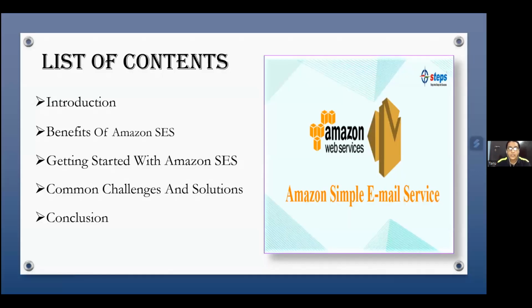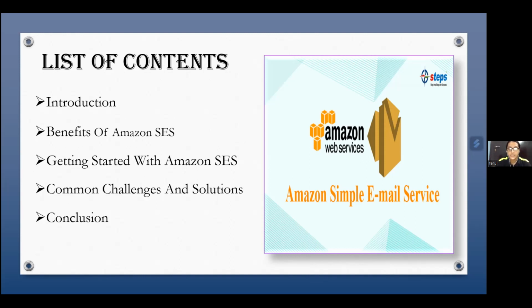Now this is the list of contents which I'm going to discuss one by one. First, I will give the introduction to what Amazon Simple Email Service is. Then I will explain the benefits of Amazon Simple Email Service. Then I will give a live demonstration of how to configure it. After that, I will explain the common challenges and troubleshooting problems and how to overcome them. Then I will give the conclusion on how to configure and set up Simple Email Service.